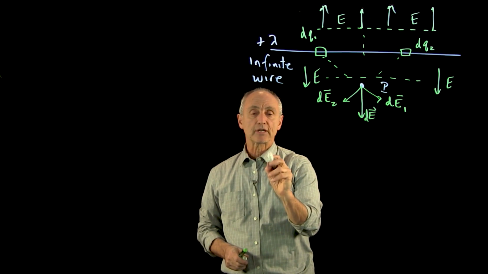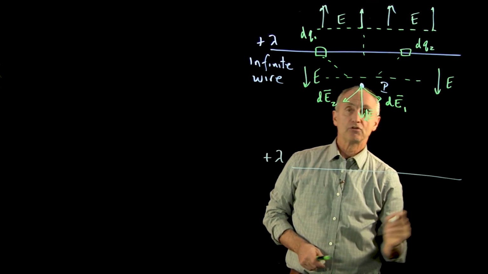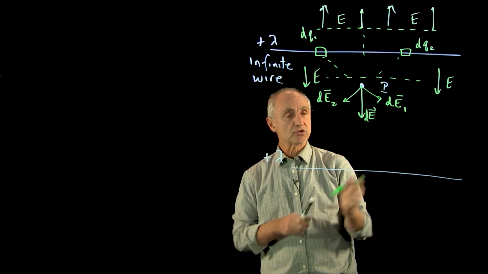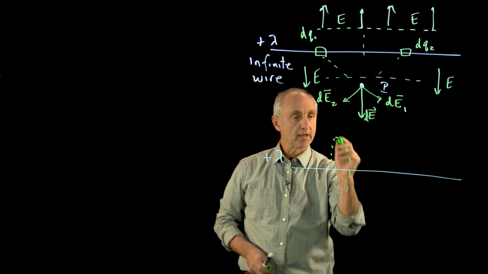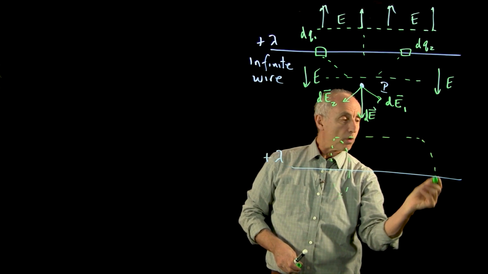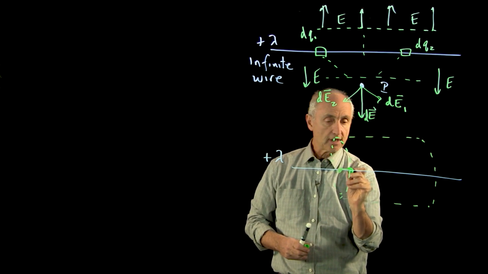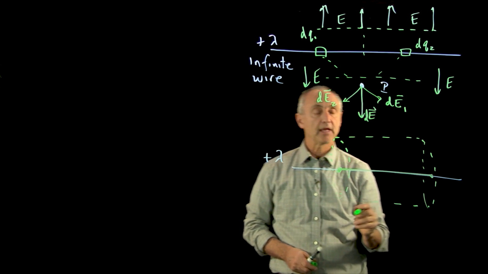So now let's choose our Gaussian surface. So we have plus lambda. Here's our wire. What I want to choose is a Gaussian surface that is a cylinder that surrounds the wire. And the charge enclosed is here, inside this cylinder.